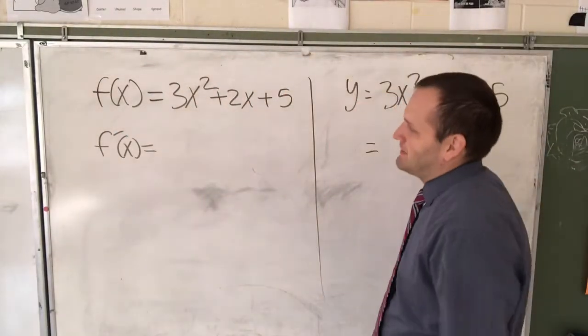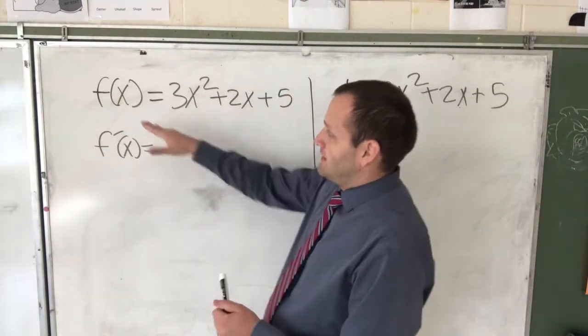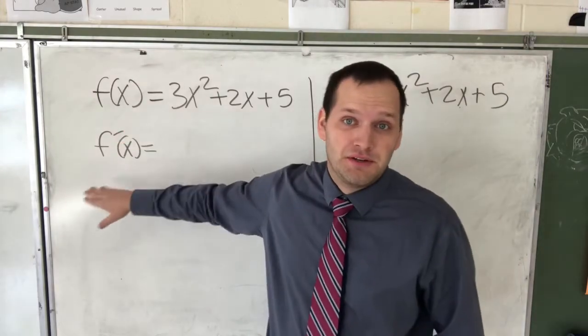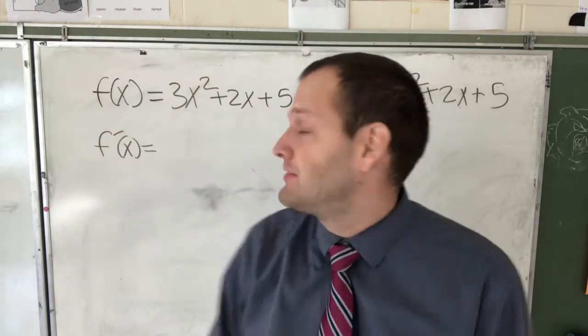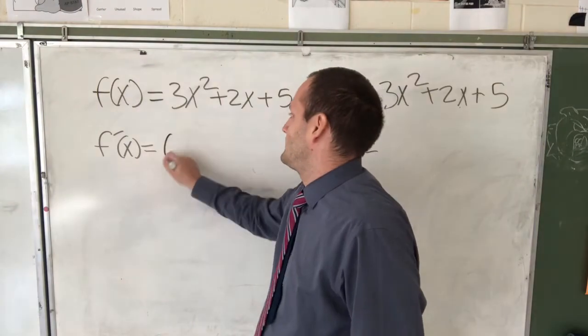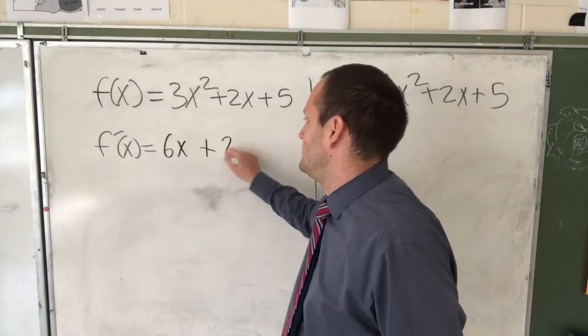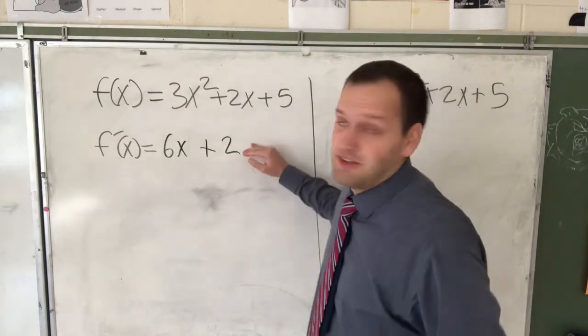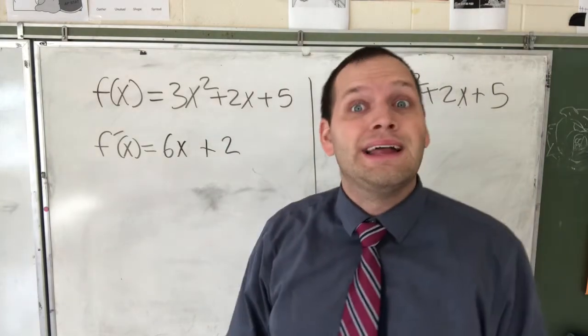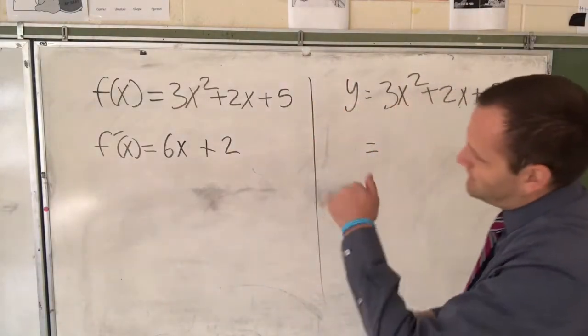So we've talked about taking a derivative. In this case, if we have f of x and we take the derivative, we would call it f prime of x. And it would give us 6x plus 2. That would be the derivative. This tells us the gradient, or the slope, at any point of the curve for the same x value.